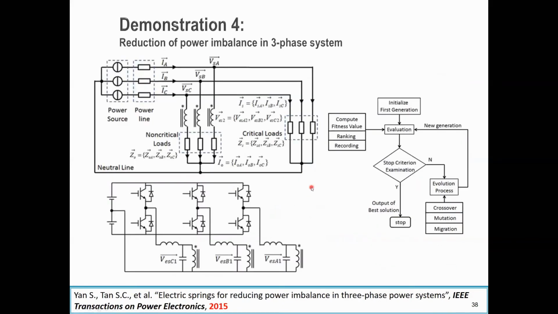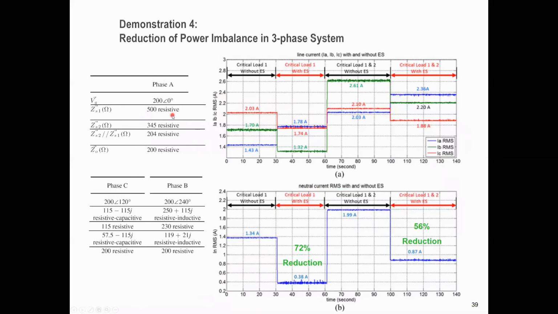Now, besides keeping the voltage and the frequency stable, we can still use the electric spring for other functions, such as power quality control and reducing power imbalance. The reason is very simple, because we may not have frequency or voltage instability all the time. So during other time, the electric spring circuit can provide other functions. Here we show you one example for reducing power imbalance.